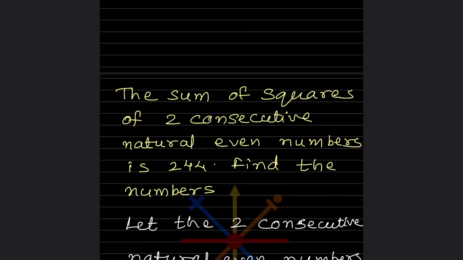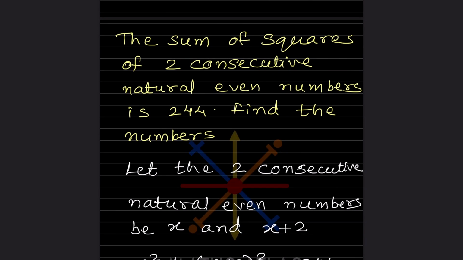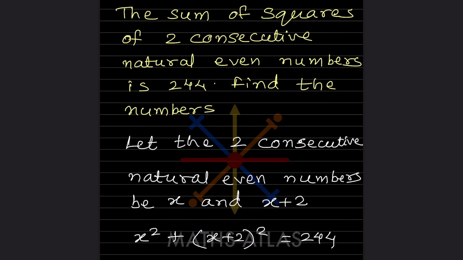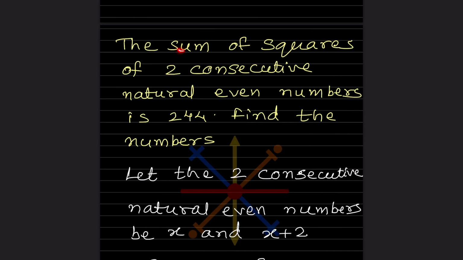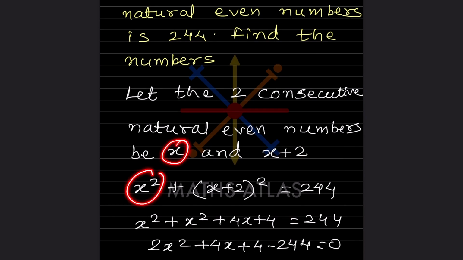Now let us find the sum of squares of two consecutive natural even numbers, that is given as 244, and you have to find the numbers. So whenever there are natural even numbers, what we have to consider is, let the two consecutive natural numbers be x and x plus 2. So this is very important. So now they are given that the sum of squares of two consecutive numbers is 244. So we'll take the square of this one plus, sum means you are going to add it, and you will take the square of this one, and this is given as 244.